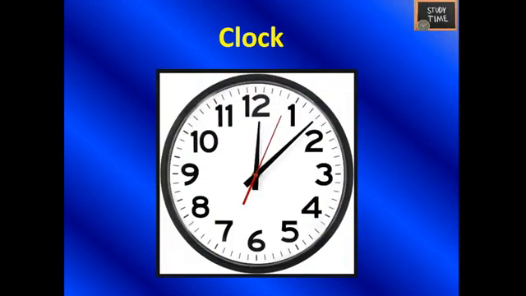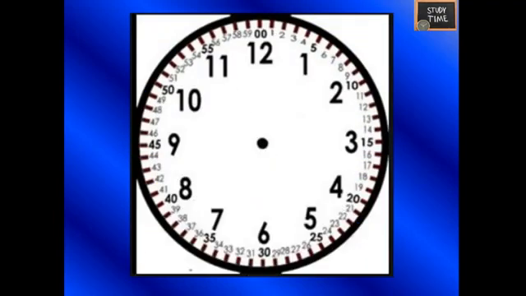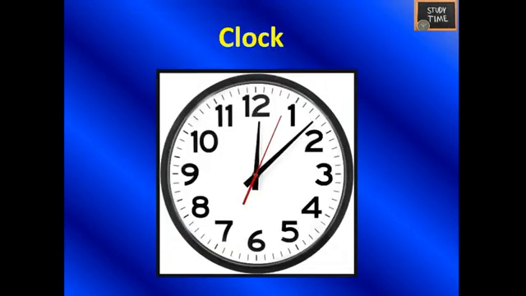Next, here the clock has 3 hands. This is the analog clock. The short hand is the hour hand. The long hand is the minute hand. The red colored one is the seconds hand. For reading any time, you should know the short hand and the long hand numbers.